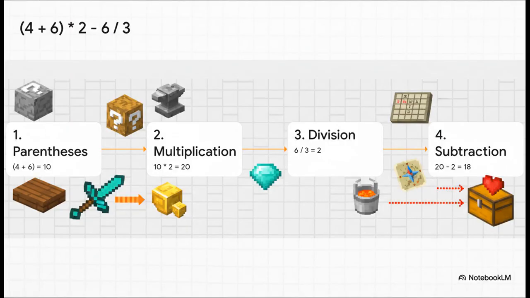Let's put this to the test with a new problem. We've got 4 plus 6 in parentheses times 2 minus 6 divided by 3. Okay, PEMDAS says P for parentheses first. So 4 plus 6 is 10. Easy. Now our problem is 10 times 2 minus 6 divided by 3. Next up is multiplication and division, left to right. So we do 10 times 2, which is 20. Then we do 6 divided by 3, which is 2. And the last step, subtraction. 20 minus 2 gives us our one final correct answer, 18.